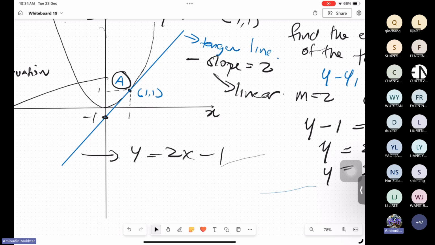Okay, that's about the first part of the topic, the concept of differentiation. Now you know what differentiation is, and how to relate differentiation with the tangent line.